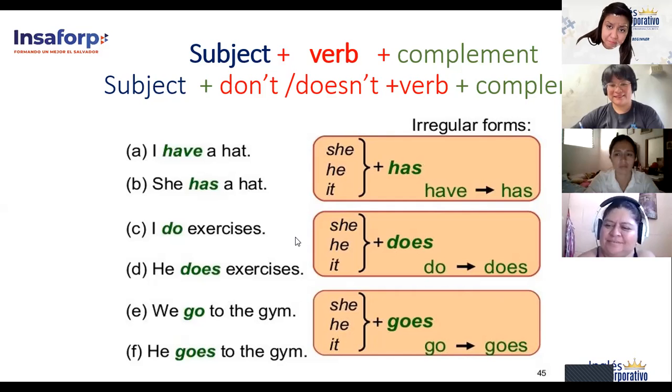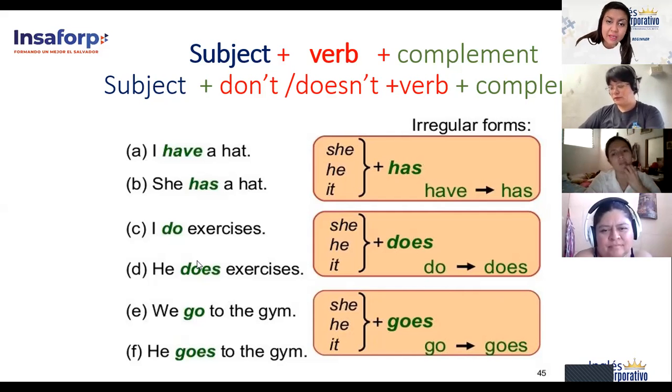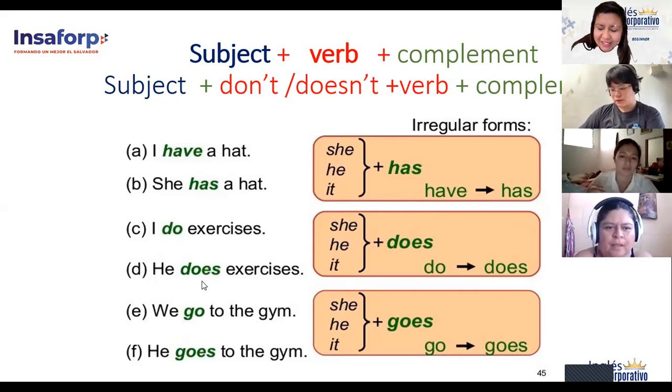Entonces, he, she, and it, voy a utilizar has. The same with do. With do, the irregular form is does. And that's in third person singular. I do exercises, he does exercises. Es lo que yo les decía, que todos los que terminan en O, le vamos a agregar ES. She does her homework. He does his exercises.